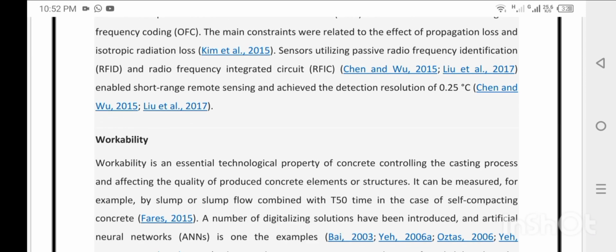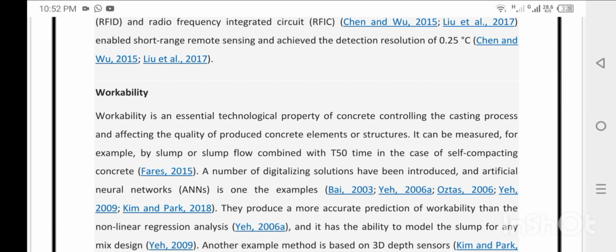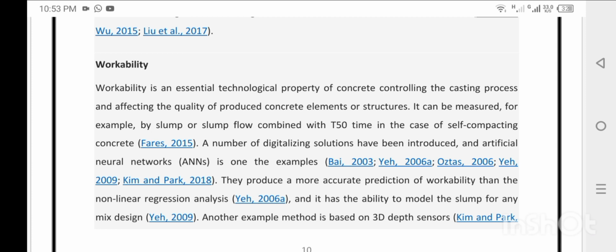Now, the second point is workability. Workability is an essential technological property of concrete, controlling the casting process and affecting the quality of produced concrete elements or structures. It can be measured, for example, by slump or slump flow combined with T50 time. In the case of self-compacting concrete, a number of digitalizing solutions have been introduced, and the artificial neural network is one of the examples. They produce a more accurate prediction of workability than the nonlinear regression analysis, and it has the ability to model the slump for any mixed design.